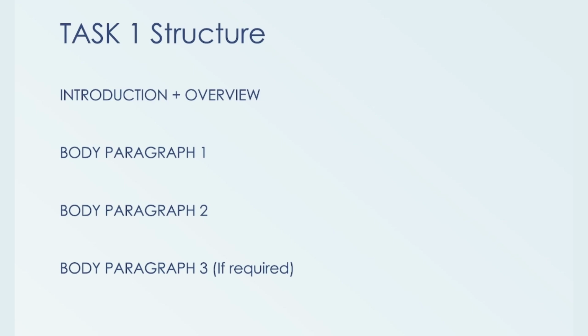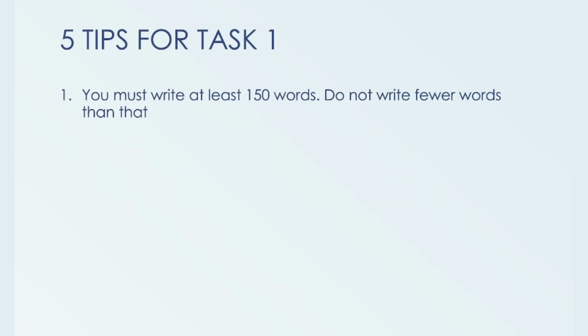Now let's move on to the 5 top tips that I have for you for task 1. Now here are my 5 tips for this task 1. Firstly, you must write 150 words. If you write any less than 150 words, then you're not meeting the task criteria and you would surely lose marks for that. So do not write any less than 150 words.